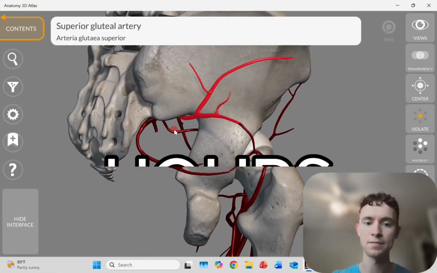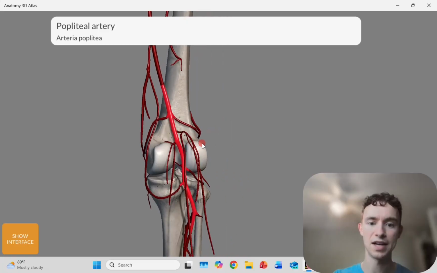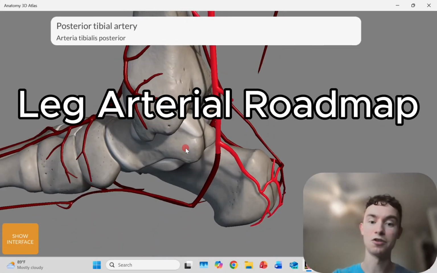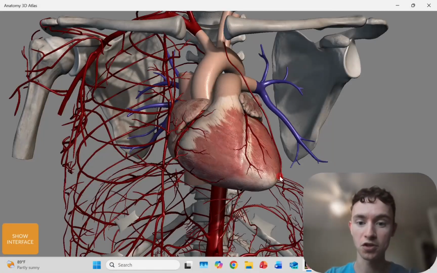Most students spend hours trying to memorize the arteries of the leg, but in the next few minutes, I'll teach you the entire arterial roadmap of the lower limb in a way that's fast, simple, and easy to remember. Blood flow, of course, starts at our heart.